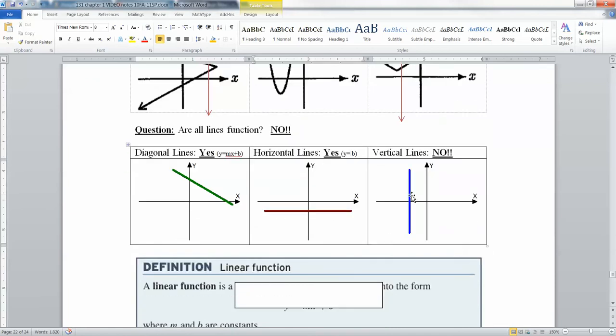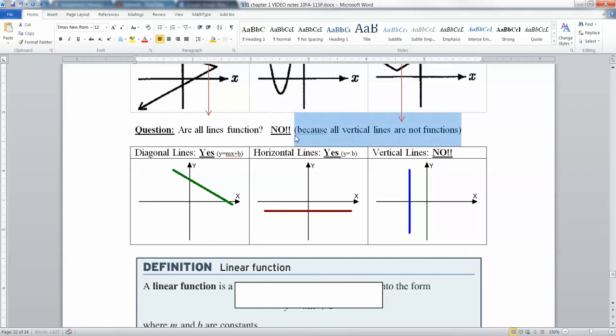So that's fine too. The problem child is vertical lines. So the answer is no, because all vertical lines are not functions. Because they would never pass the vertical line test. They're a vertical line themselves, but if you had a vertical line, it would hit that blue line infinitely many times, which means automatically not a function. Okay, so are all lines functions? No, vertical lines are not. That's why your calculator won't graph them. The other two, yes. And you can spot their lines because they'll have x and y to the first power.